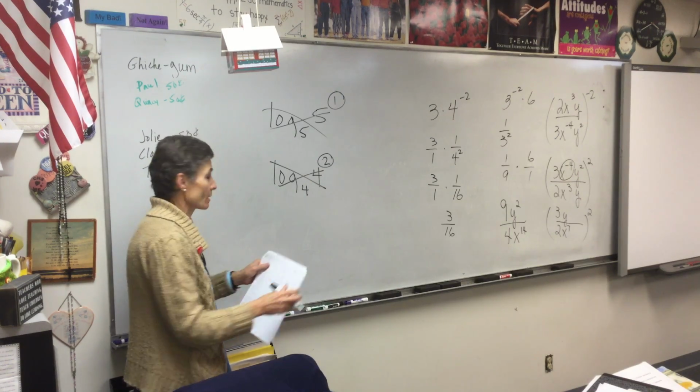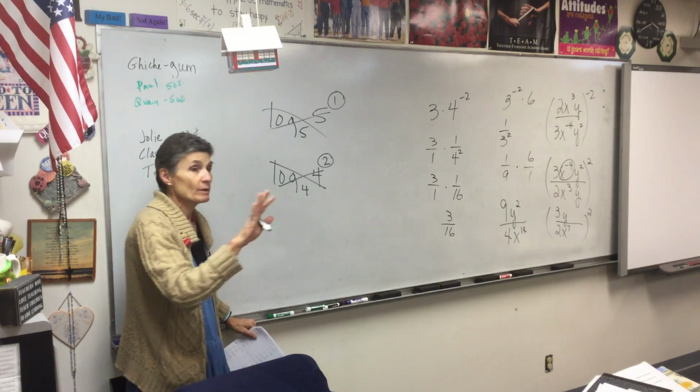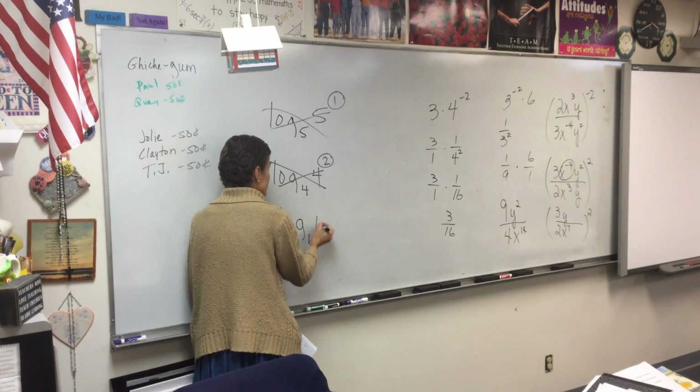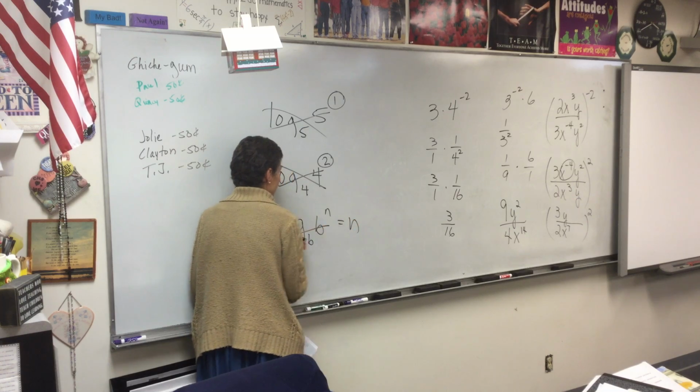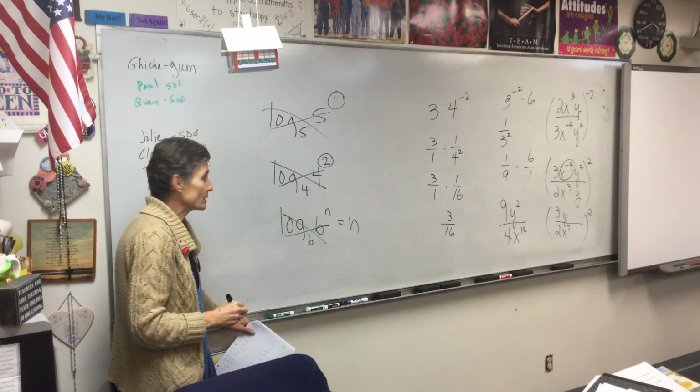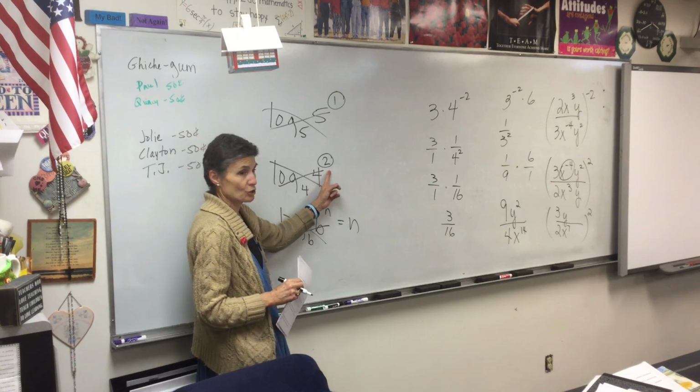Wait, why would it be? Why would it be what? We don't do anything. This is a property. The property says the log base b of b to the n is n every time. Oh, okay. 1 every time. No, it's not 1 every time. This time it was 2.